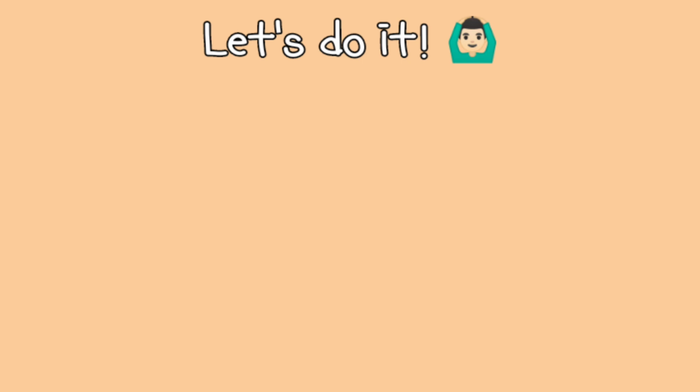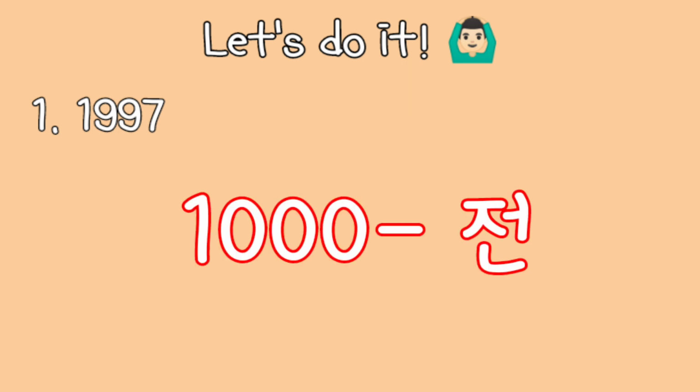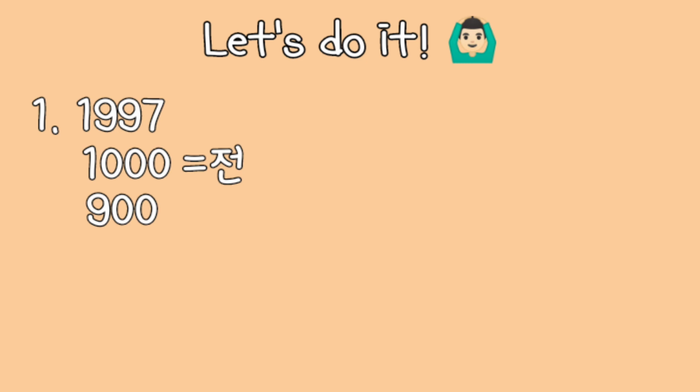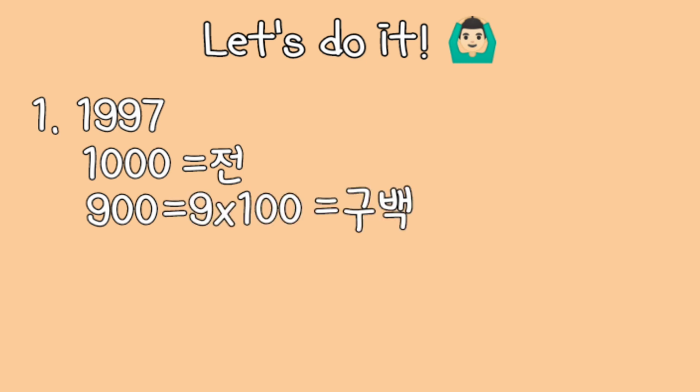Okay, so in number 1, we have 1997. In Korean, 1000 is chon. So let's start to translate this number into Korean. The largest number here is 1000, which is chon. Then the second largest number is 900, which is 9 and 100. So it's kubek.